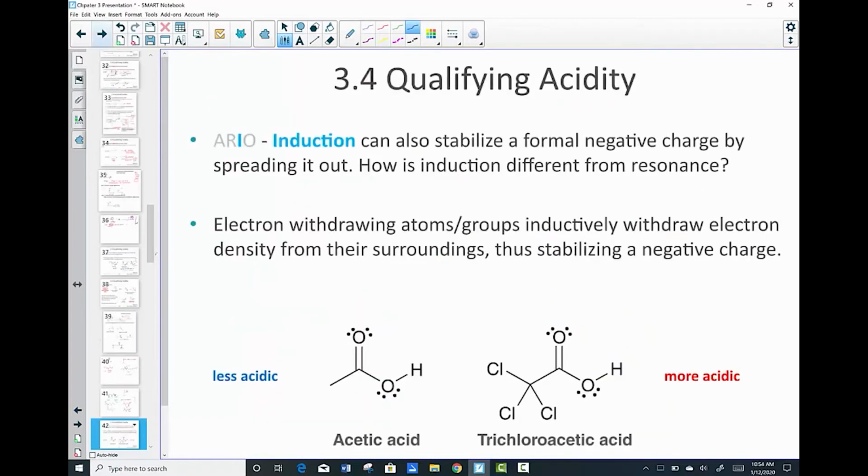Let's move to the third letter in ARIO, and this is called induction. Induction is what's used to stabilize a formal negative charge by helping to spread it out. And let's compare the term induction from the term resonance. Induction is when we have an electron withdrawing atom or groups of atoms that inductively withdraw electrons from their surroundings. And I just think of this as based on polarity of the bond.